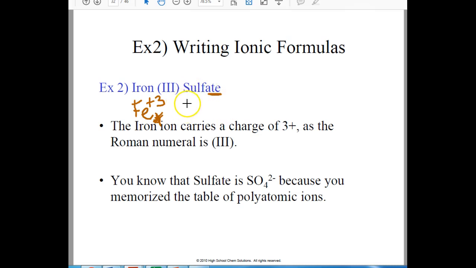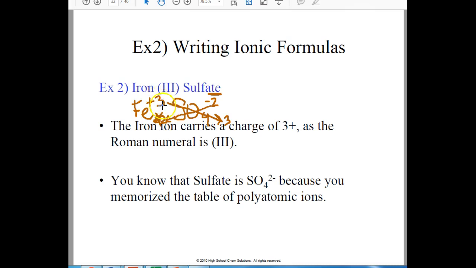I got to look at my polyatomic ion sheet. That's SO4 with a -2 charge. All right, so I got +3, -2. I got to get these to balance. So I'm going to bring this 3 down. I'm going to need 3 sulfates and bring that 2 over there. I'm going to need 2 irons.